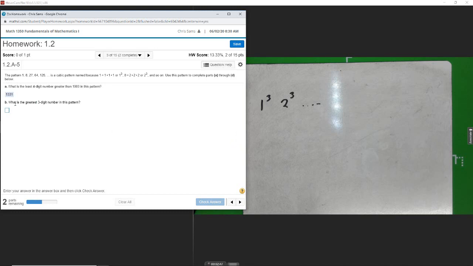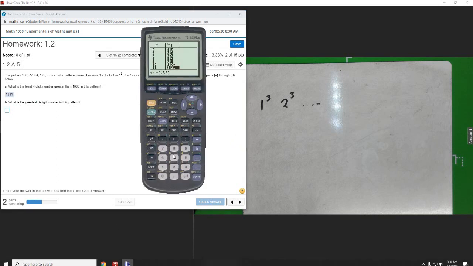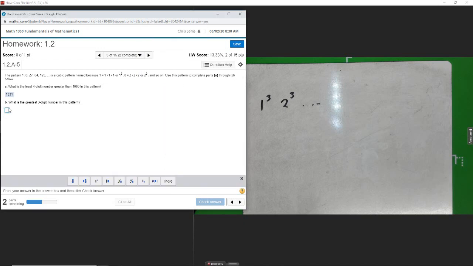All right, part B, we want to know what is the greatest 3-digit number in the pattern. Since I put this in the table, I'll just go back and find the largest 3-digit number. That would be 729, because after that we go to 4 digits. So 729.